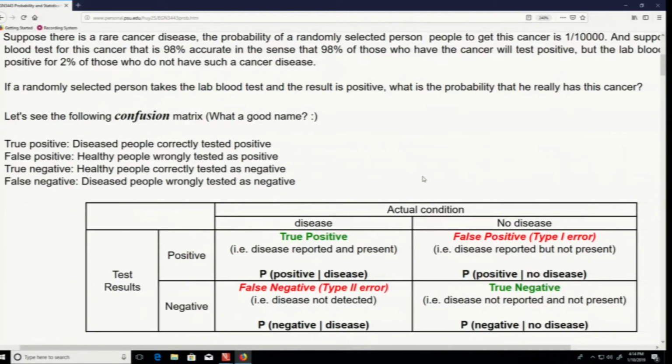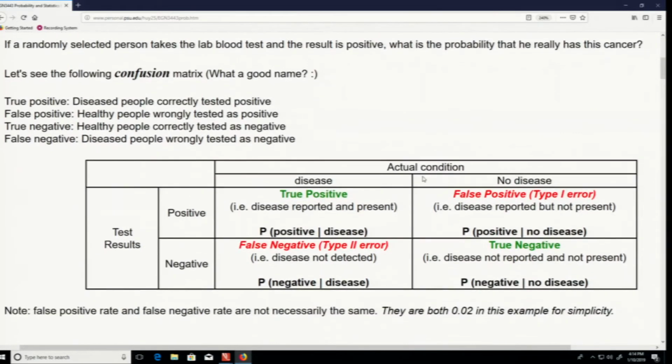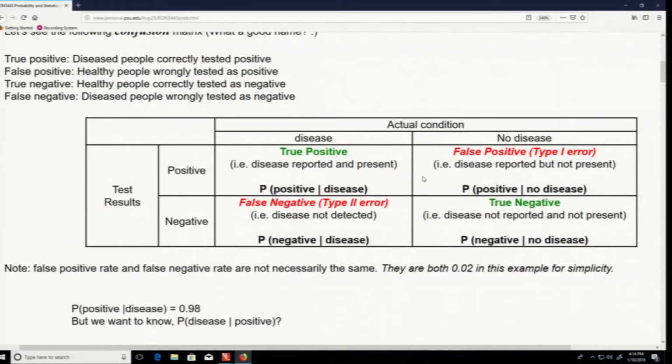Okay, now if we randomly select a person, take a blood test, the result is positive, what's the probability he really has the cancer? Before we do that, first let's make sure we're very clear about the true positive. True positive is given disease, positive, 98%. And the false positive is healthy guy positive. This is false positive. This is type 1 error. Type 2 error is disease guy negative. You didn't detect it. So this is called type 2 error, false negative.